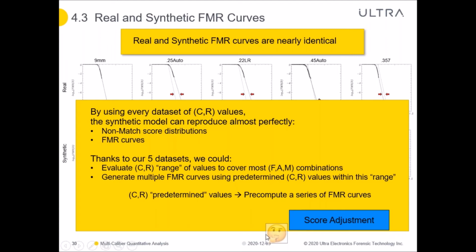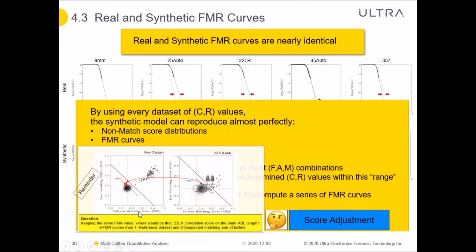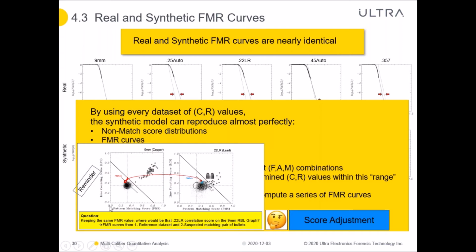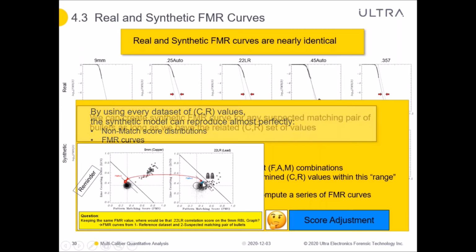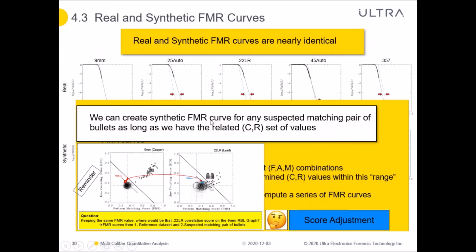You're probably questioning yourself, how do we do that? Well, here's a little reminder of those totally different datasets. And I had that question, keeping the same false match rate value, where would be that 22 correlation score on a 9mm RBL graph? I told you we need 2 things. The false match rate curve of my reference dataset, but this is easy because we can actually compute that and keep that on my computer. But we have to provide the false match rate curve from the suspected matching pair of bullets, where we started with a correlation score. And we just proved that we can create synthetic false match rate curve for any suspected matching pair of bullets as long as we have their related CNR set of values.